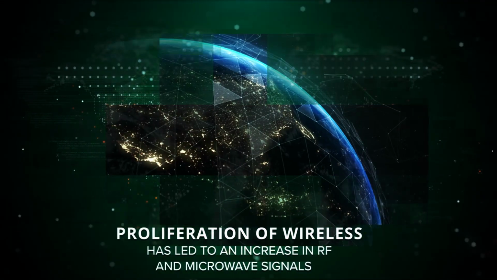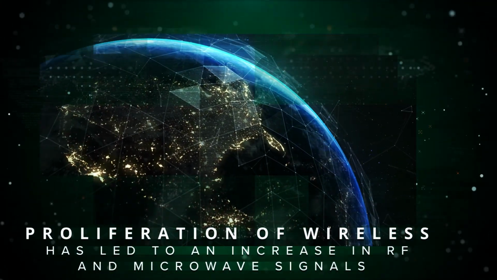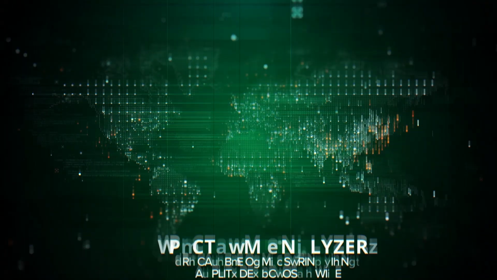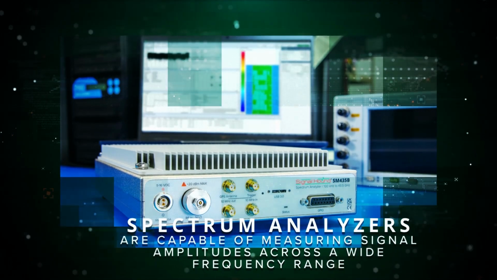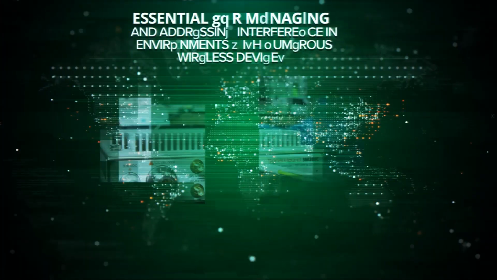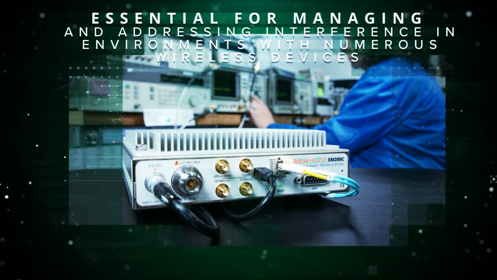The proliferation of wireless devices has led to an increase in RF and microwave signals, causing potential interference problems due to a limited frequency spectrum. Signal Hound spectrum analyzers are capable of measuring signal amplitudes across a wide frequency range and are essential for managing and addressing interference in environments with numerous wireless devices.